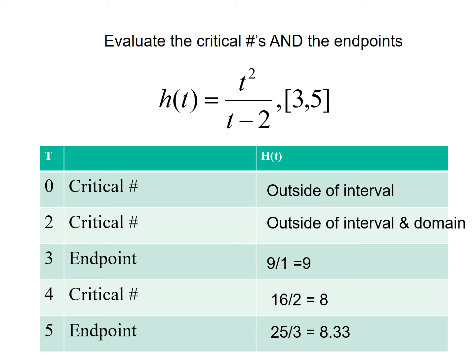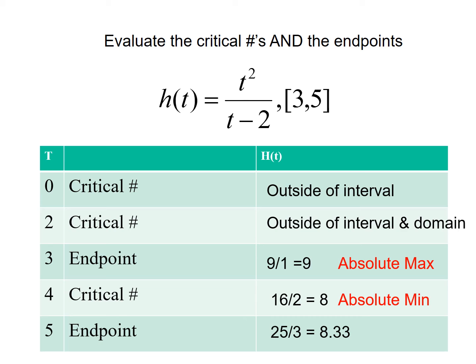So what I've done is take those values, 3, 4, and 5, and substitute them back into the original equation to find the value of the function there. And from this, I can see that I have an absolute maximum when t is equal to 3, and the value of that absolute max is 9. I have an absolute min when t is equal to 4, and the value of that absolute min is 8.